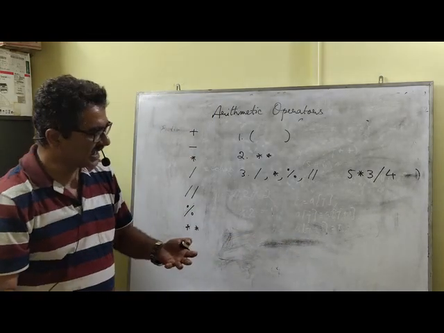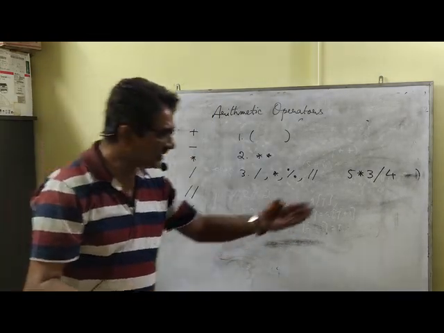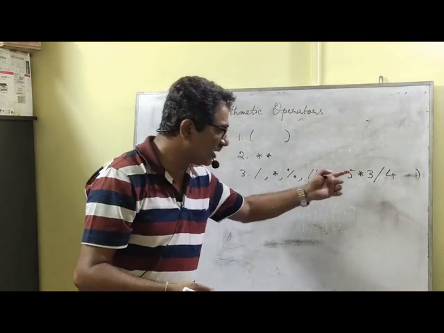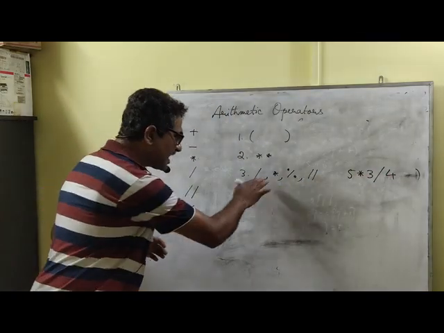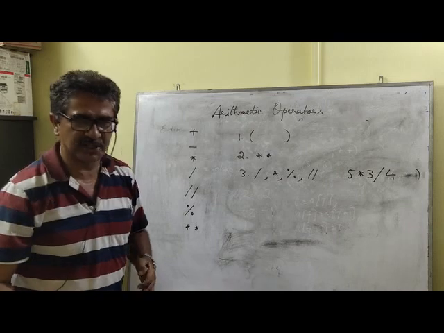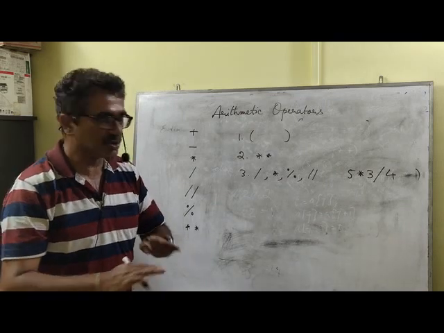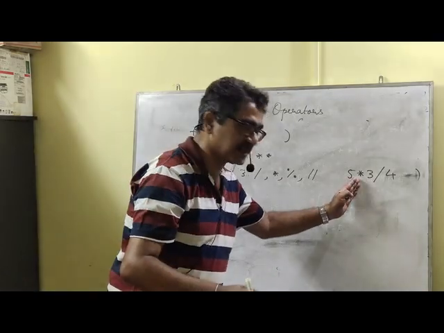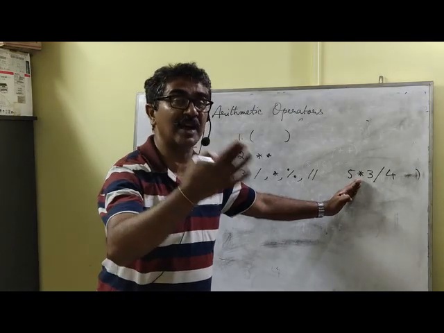So how is this entire thing evaluated? In mathematics, it is 3 divided by 4 and then multiplied by 5. Here, slash, modulus and integer division all have the same priority, so you need not worry about this. Whichever comes first will be evaluated first.